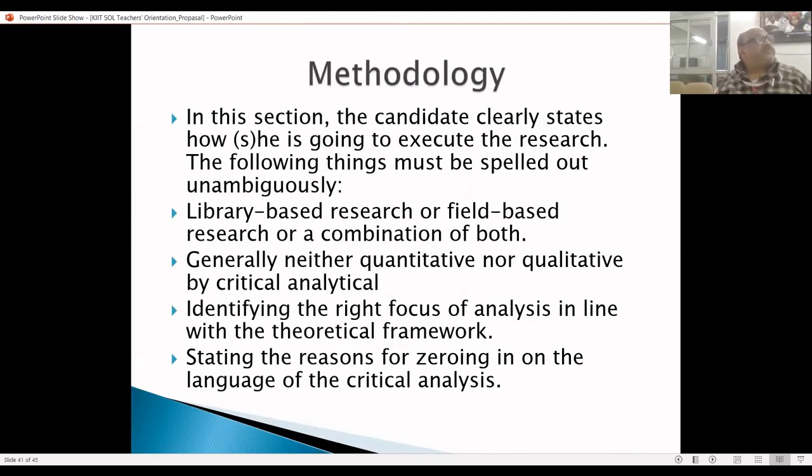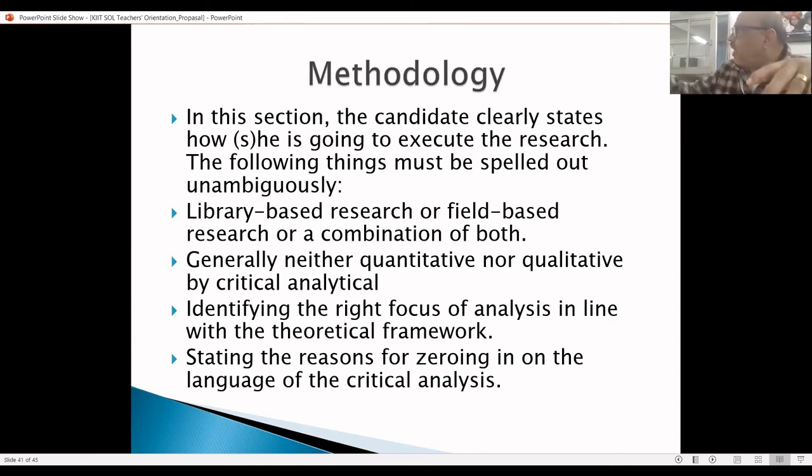Then I come to methodology. In the methodology section of the proposal, what should they be writing? First of all, they should say whether the research is library-based or field-based or both. Theoretically speaking, it can be both in our field, but normally it is library-based. Practically, it is library-based. We don't use quantitative methods of research, nor do we use qualitative methods of research. Our method of research is analytical, critical analysis of the text.